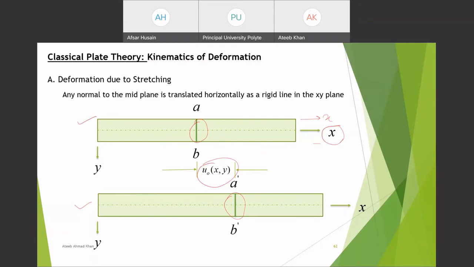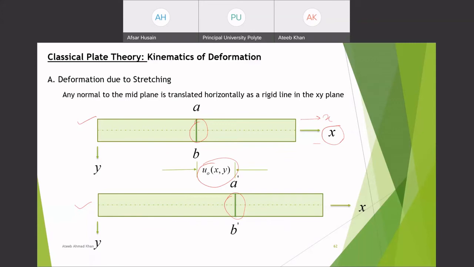Any normal to the midplane is translated horizontally towards right or towards left, depending upon the direction of the load, as a rigid line. This is important. There is no deformation of the transverse normal, only it is getting stretched towards right, since the load is applied in the positive X direction.